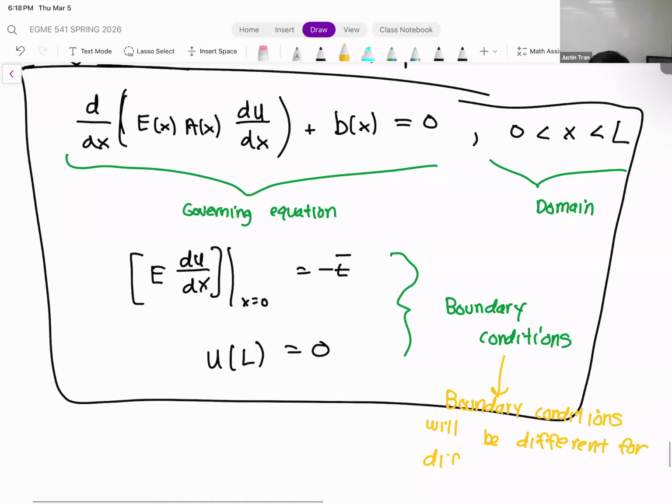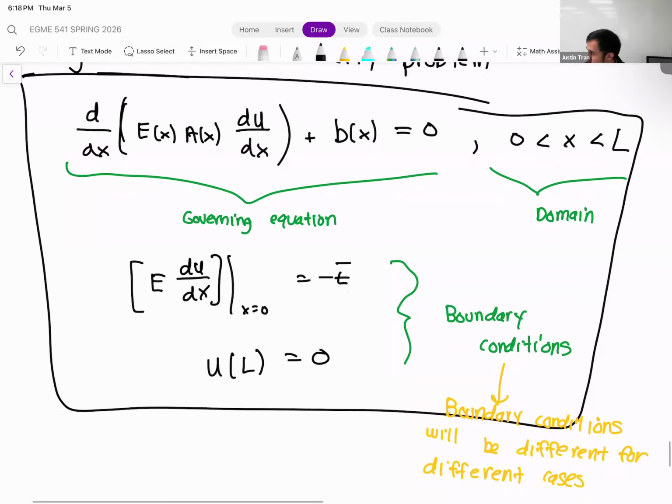Boundary conditions will be different for different cases, so make sure that you formulate them accordingly. Don't just blindly use this expression here. And actually, you'll see that in practice immediately, as we're going to do an example right after this. Any questions on this before we jump into an example?